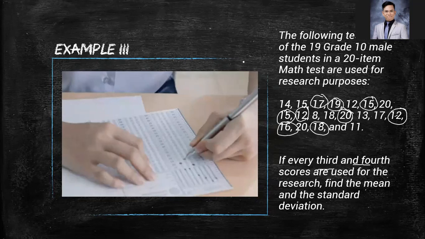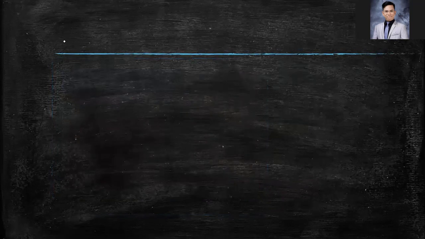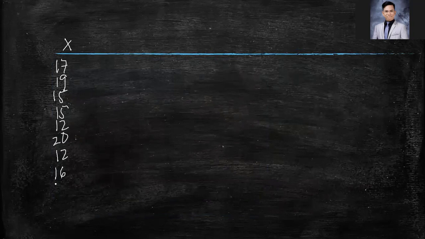So, we have 17, 19, 15, 15, 12, 20, 12, 16, and 18. So, yan yung kukuhaan natin ng mean, variance, and standard deviation. Okay? Sige. Ilista natin yung scores natin. 17, 19, 15, 15, 12, 20, 12, 16, and 18.